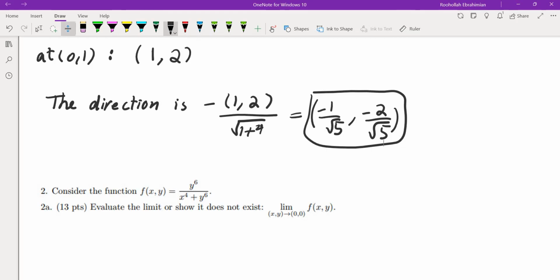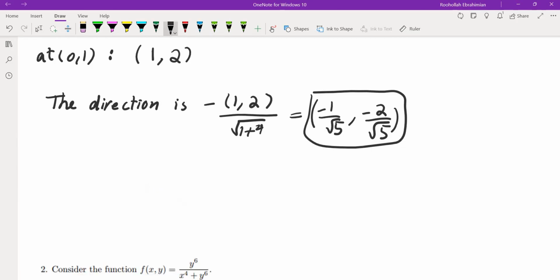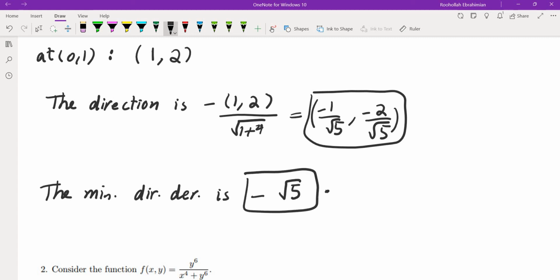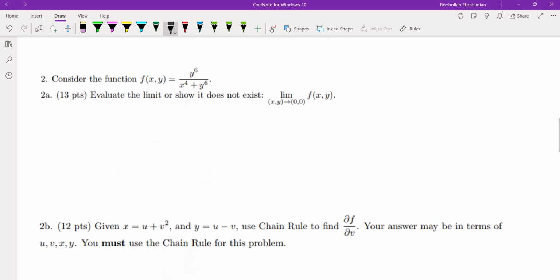And what is the minimum directional derivative? It is the negative magnitude of the gradient. So the minimum directional derivative is minus square root of 5. It's minus the magnitude of the gradient, which we already found.